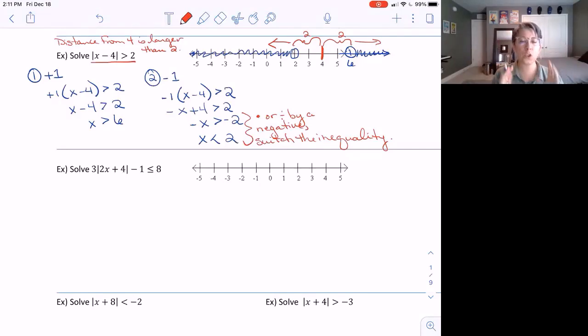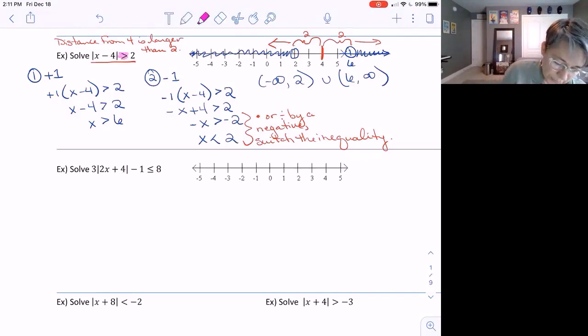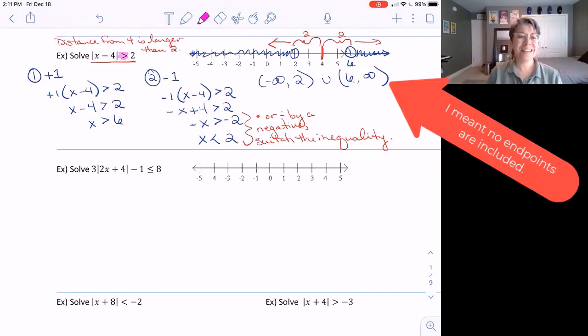So we end up with 2 intervals as our solution. The left interval goes from -infinity to 2, union, and then we pick it back up from 6 to infinity. Remember, since our inequality is strictly greater than, there's no or equals to, so nothing's included. Everything is in parentheses.